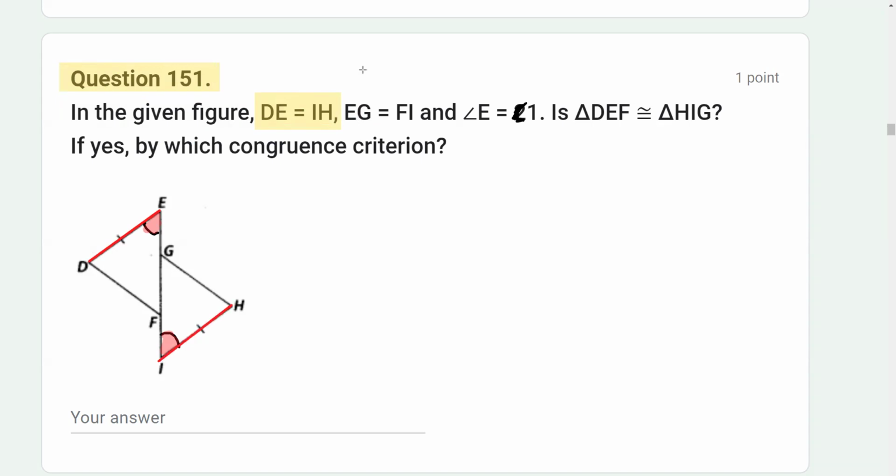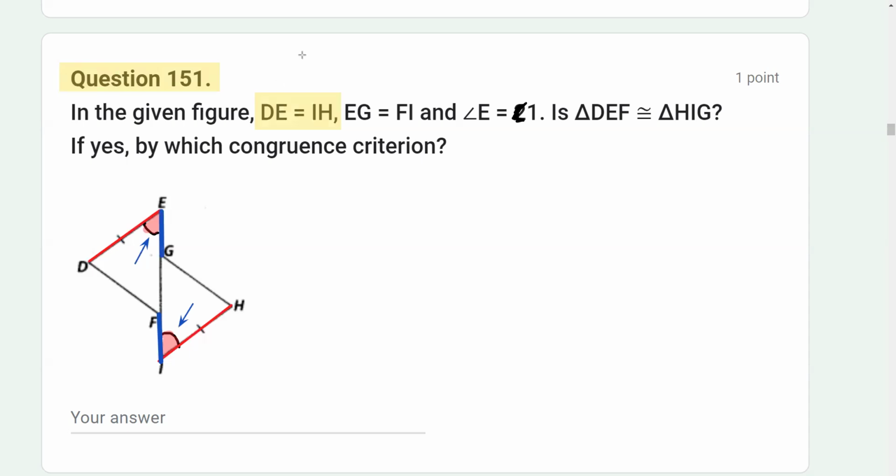We are also given this side, that is EG, right? This is EG. We are given this length EG is equal to this one, that is FI. Further, we are given these two angles are equal, which is already marked on the figure. That is this angle E is equal to angle F. And we have to prove these two triangles, or figure out whether these two triangles are congruent or not.